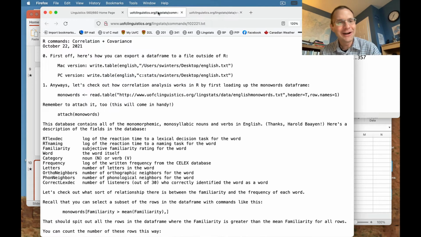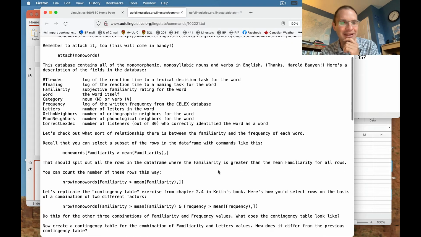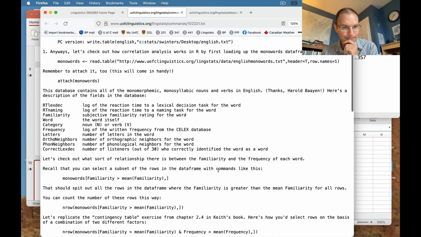So after all of that, there's also a measure of correct lexical decision, which is the number of listeners who correctly identify the word as a word. I'm not going to say anything more about that. Let's just dig into the data a little bit to see how we can play around with it.